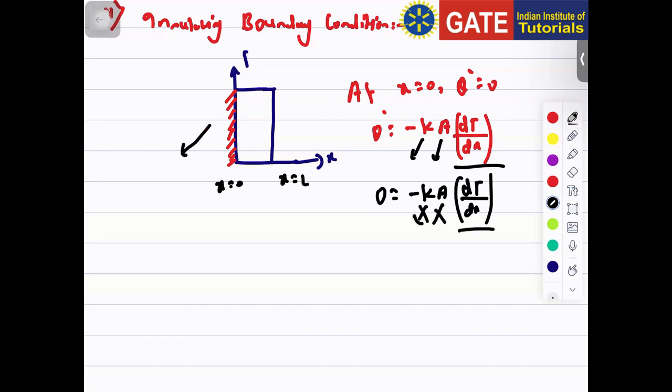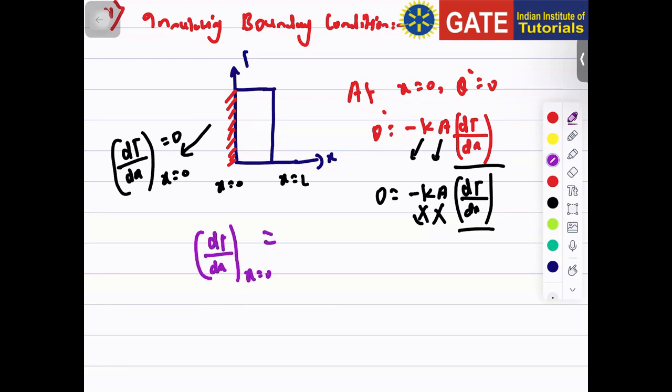So for the insulating boundary condition, you only have to see dT by dx at x equals 0, that is equal to 0. Here I am writing at x equals 0, dT by dx equals 0. That is called the insulated boundary condition.